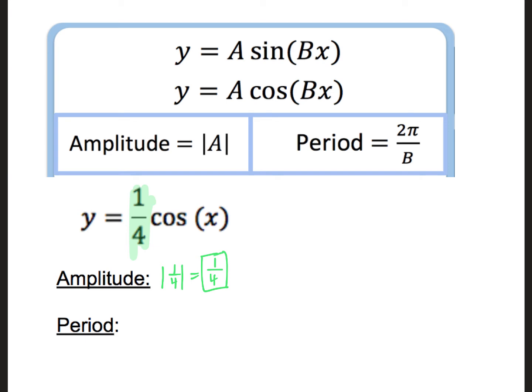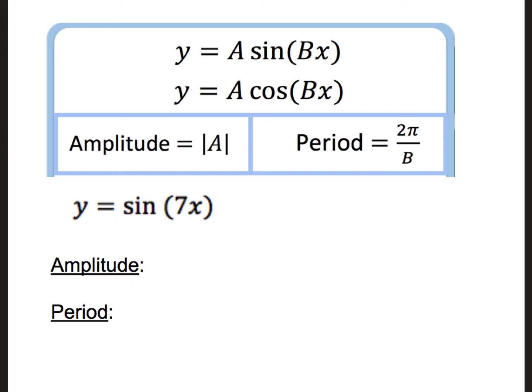For the period, we have to do 2 pi divided by b. Again, your b value is that number in front of x. So I'm going to do 2 pi divided by 1, because there's a sneaky little 1 in front of x. And my final answer is just going to be 2 pi. All right, that is how you find your amplitude and your period for 1/4 cosine of x. Notice this is just the same as sine of x. It doesn't really change. The process is still the same no matter which trig function you're using.